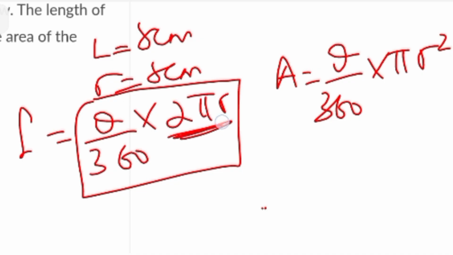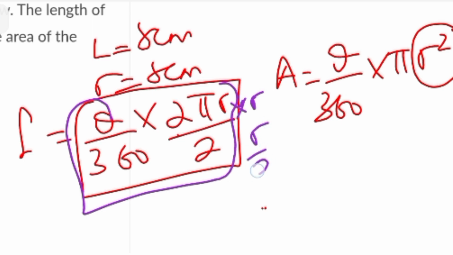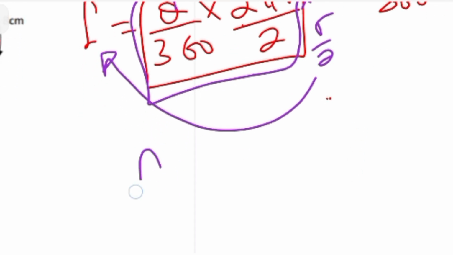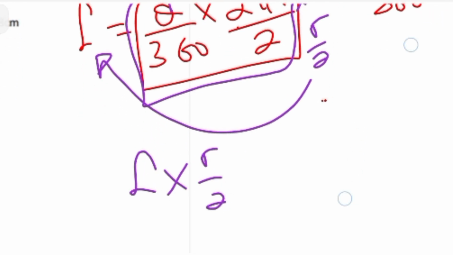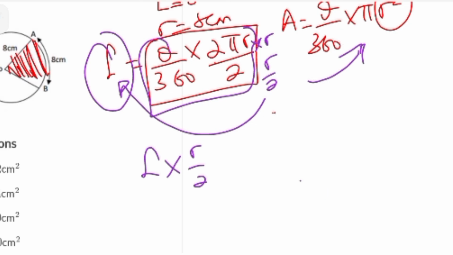And how will I remove 2 from here? I will divide this by 2 to remove the 2. Then this one has r squared. That means I need to multiply this one by r. You understand? That means I have to multiply this whole thing by r over 2. Then I'll come to this place and do the same thing. I'll multiply my L by r over 2. Then it will convert this side and this side too to look like this one. So this is the one we're actually looking for. So L times r over 2 will be equal to the area of the sector.